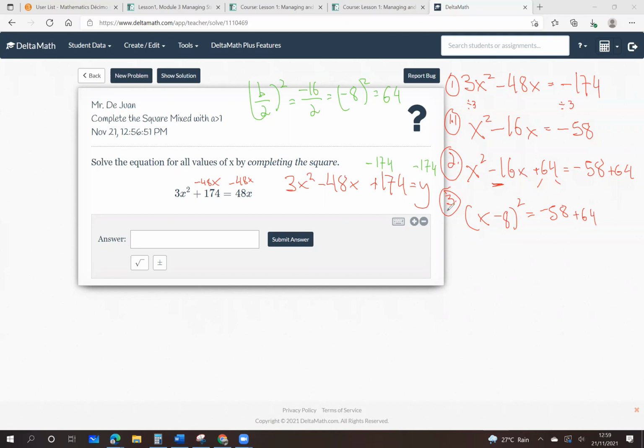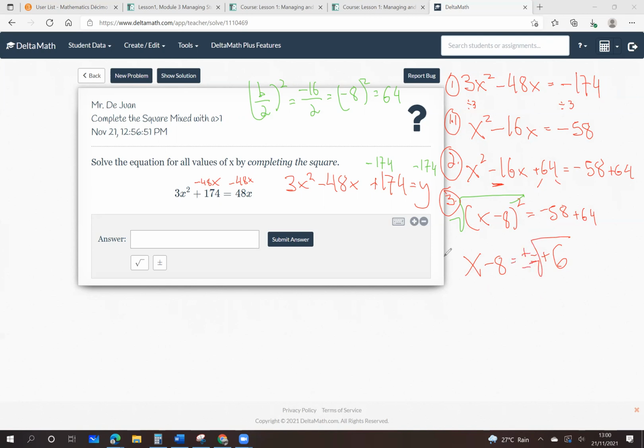That means, what do we have to do? We have to take the squared root symbol, and negative 58 plus 64. Well, let's just do the trick that we've always done. La diferencia de los números, si es un negativo positivo, toma la diferencia. Y tienes 6. ¿Qué número es más grande? 64. Positivo 6. X minus 8 squared root of the positive minus.